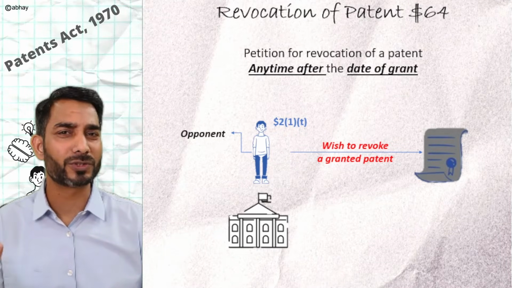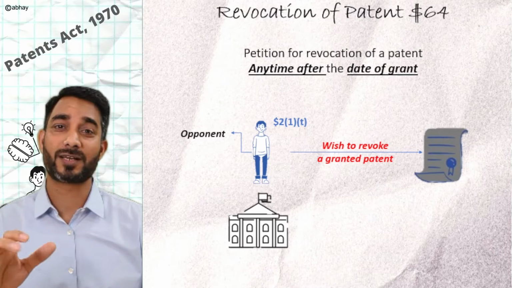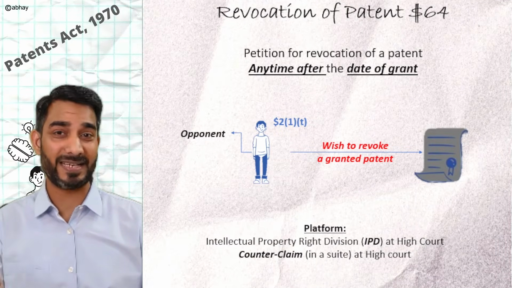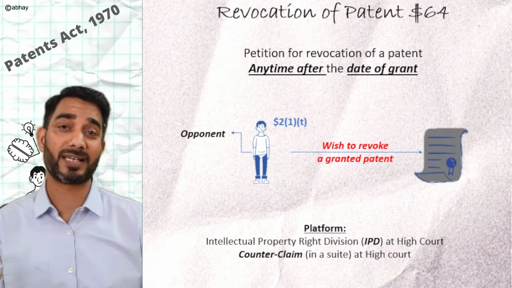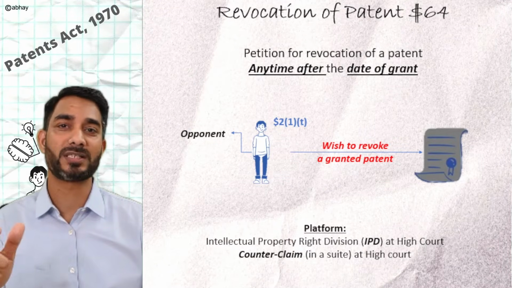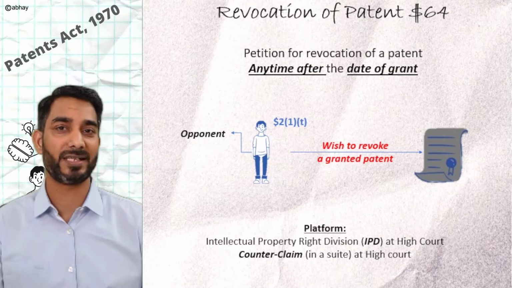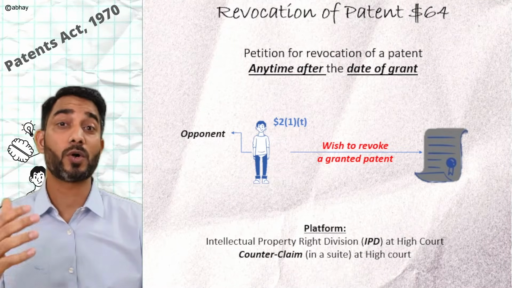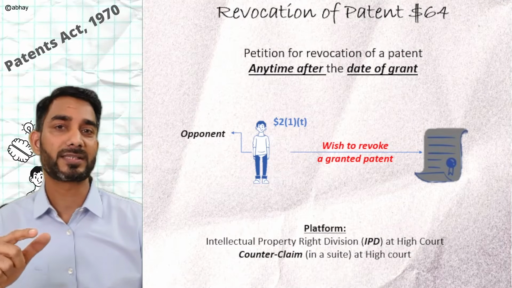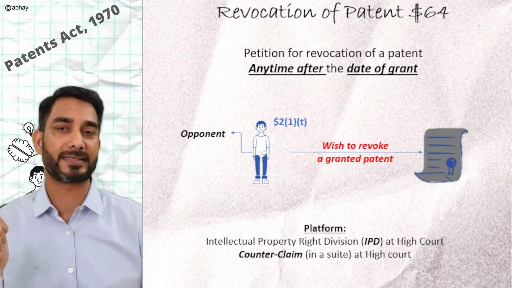But who do you approach? You don't approach controller with such petitions. You approach IPD, which is Intellectual Property Rights Division at High Court, which was set up once the IPAB was dissolved in the year 2021. You can also approach high courts directly in certain situations. We will discuss about those situations during the later slides.